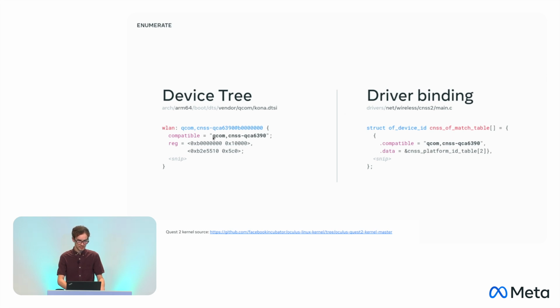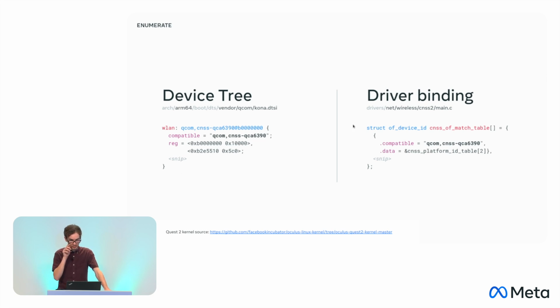So if you just take this string and search for it under drivers, you will find structures like this. Structures like this have a whole list of the different compatible entries that the driver is able to service. In this case, we searched in drivers and found net wireless CNSS2, main.c, which has a declaration that this driver, wireless CNSS2, is able to drive this WLAN chip.